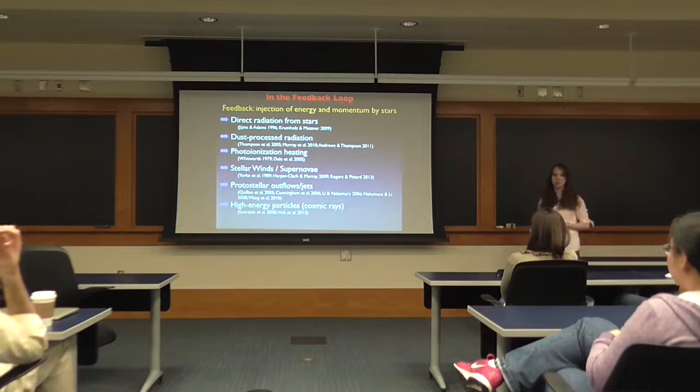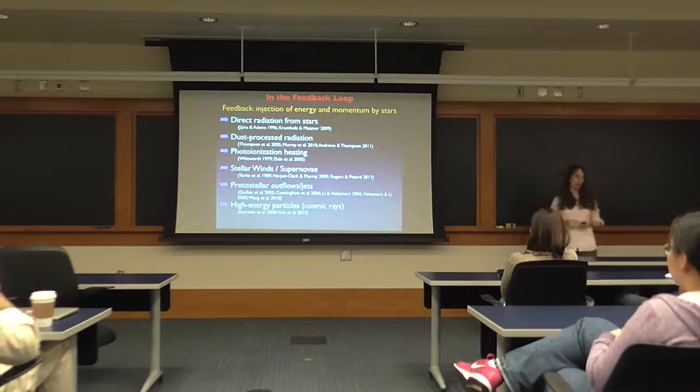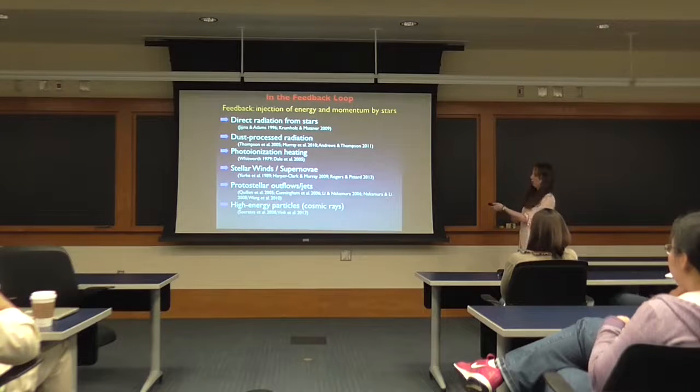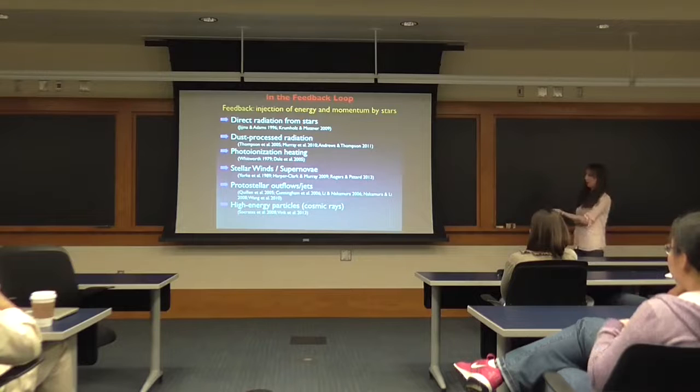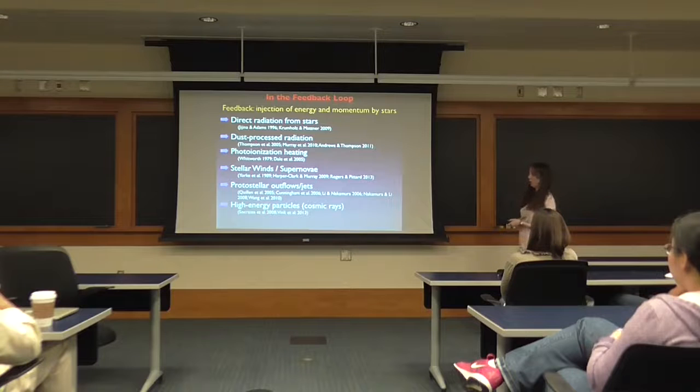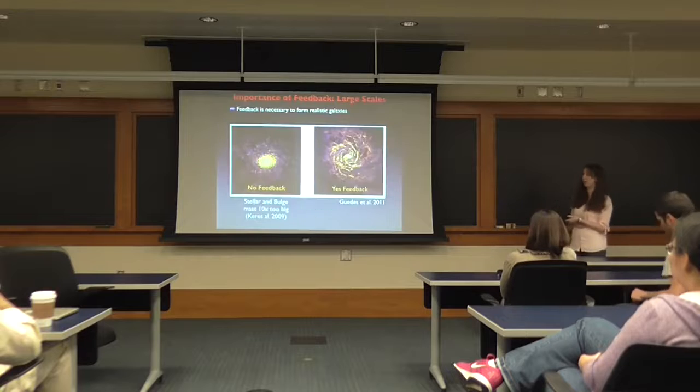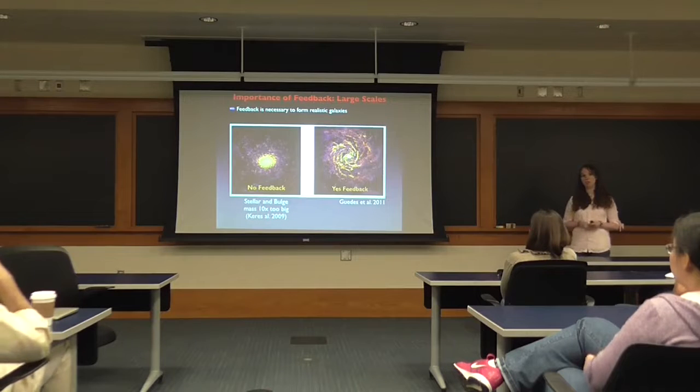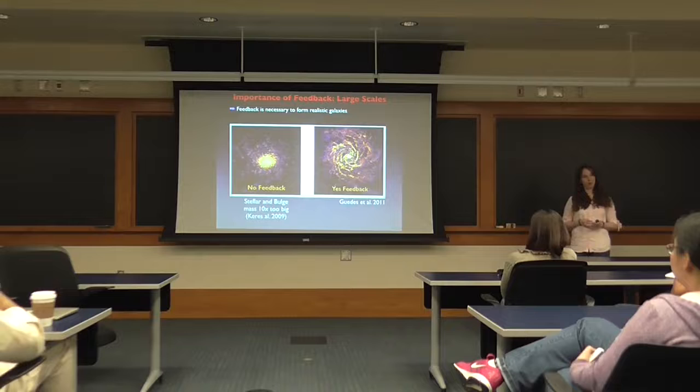Then we have dust processed radiation. So some of that radiation is going to be absorbed and re-emitted by the dust. That can have a momentum associated with it. We have photoionization heating, stellar winds and supernovae, protostellar outflows and jets, and then high energy particles, which are accelerated by stellar winds and supernovae, and that's commonly called cosmic rays. So all of these different mechanisms come together. They have very important implications both on small and large scales. So I'm going to go over some of those that I think are the coolest ways that feedback is important.